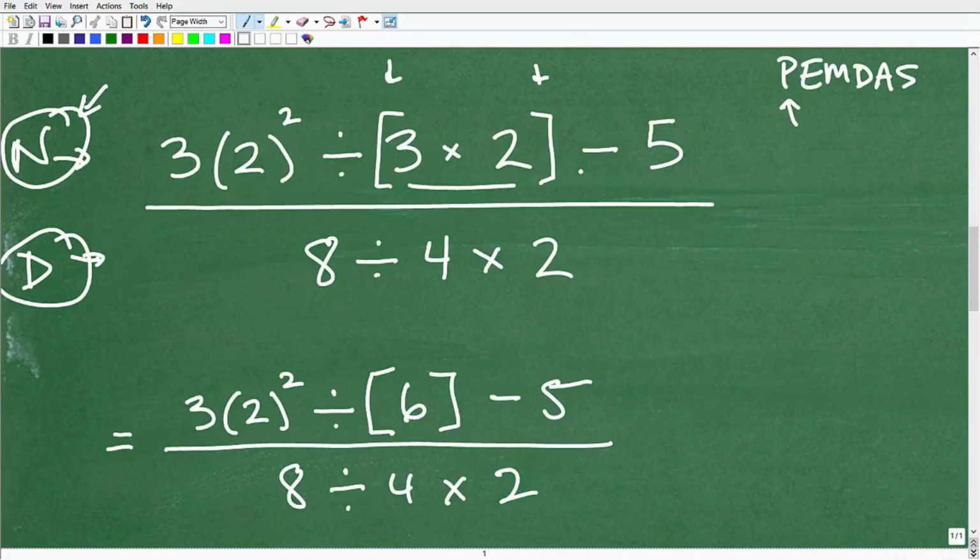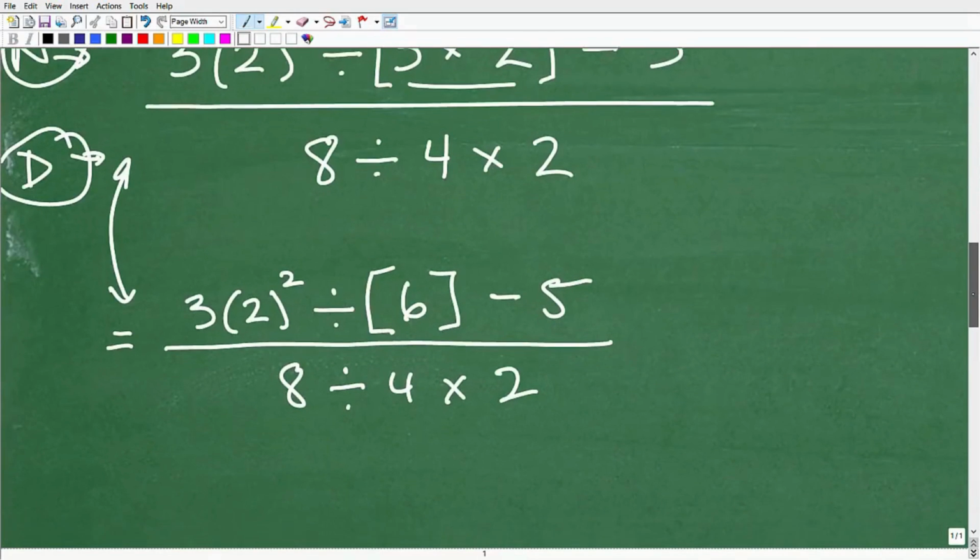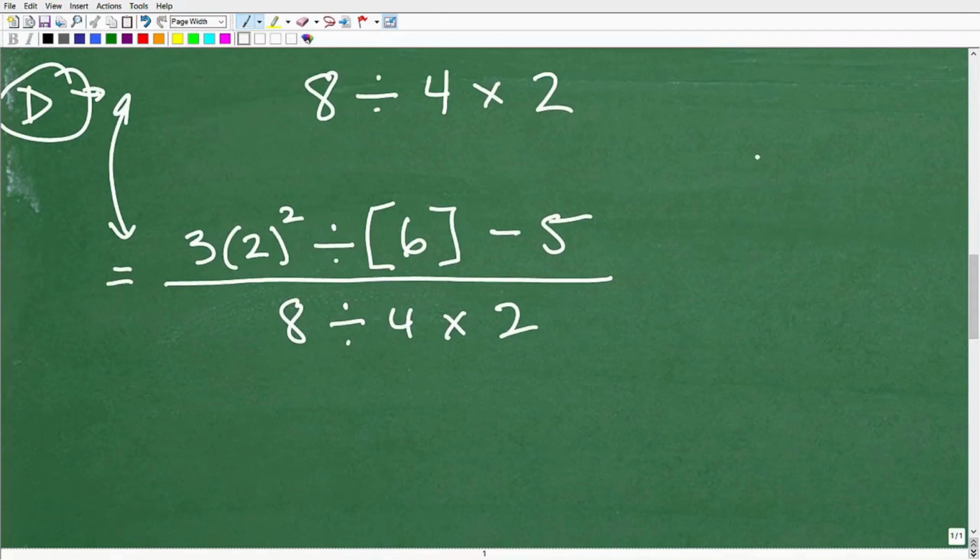Look to see after you're done, okay? Look at your work. Make sure you copied the problem down correctly. So 3 times 2 squared divided by 3 times 2 is 6. That was what I was supposed to do, minus 5. 8 divided by 4 times 2. Boom, I'm happy. Okay, so now let's continue to focus on the numerator. And let me write our little PEMDAS here. All right, so are there any more parentheses? No. So now there's this bracket here.